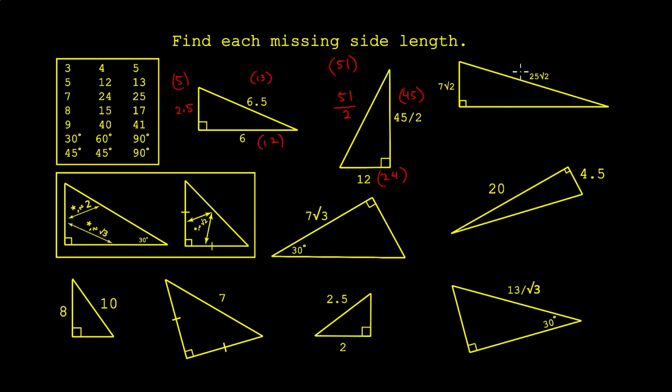Now coming to here, it gets much easier because this is 7 root 2, and that's 25 root 2. 7, 24, 25 is the family. So this is 24 root 2.